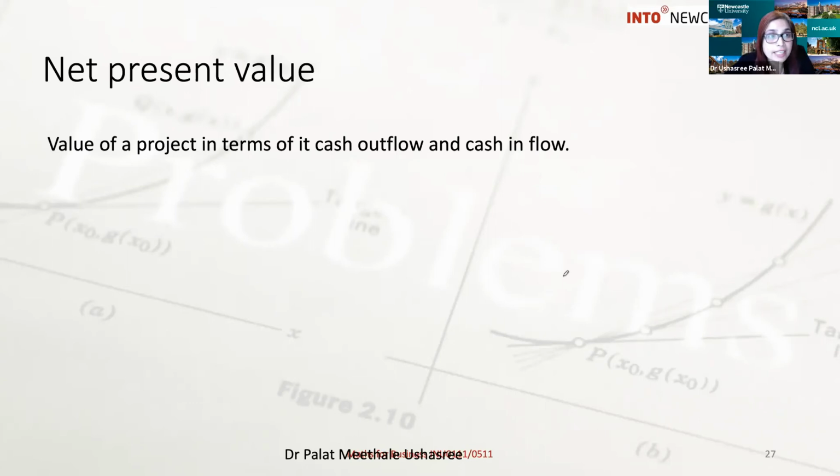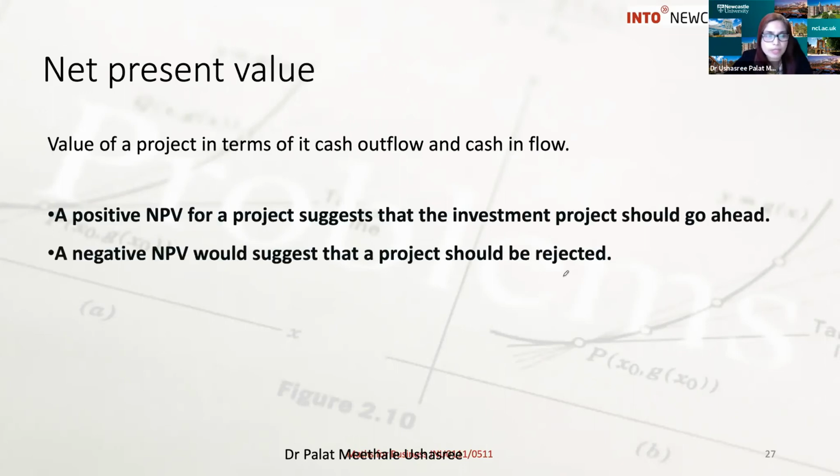That is, it gives us a value of a project in terms of its cash outflow and cash inflow. So the understanding of net present value is very important. A positive net present value for a project will suggest that the investment project should go ahead, and a negative value would suggest that the project should be rejected. You should not take the project because the return is going to be lower from this project.